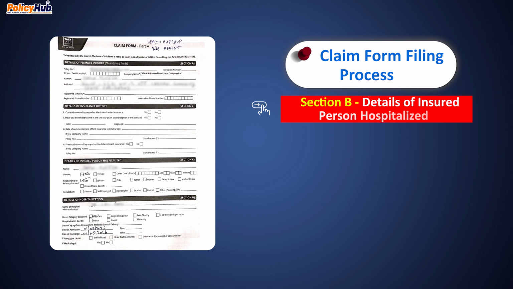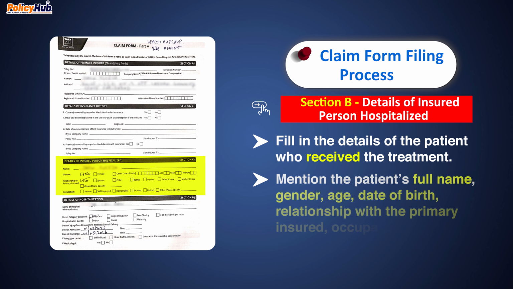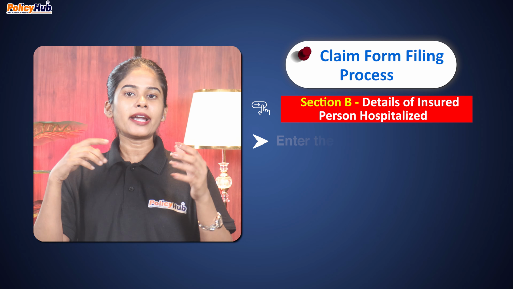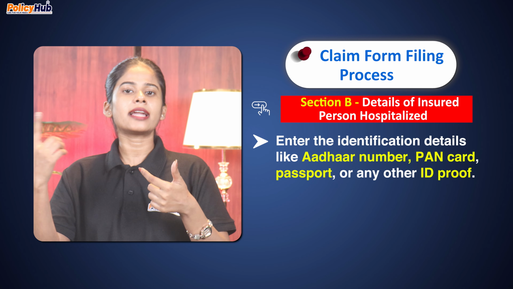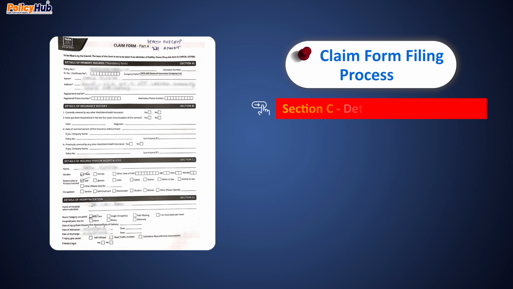Next is Section B, which contains details of the insured person hospitalized. In this section, you need to fill in the details of the patient who received the treatment. Mention the patient's full name, gender, age, date of birth, relationship with the primary insured, occupation, and active contact number. If identification details like Aadhaar number, PAN number, passport, or any other ID proof are asked, make sure you enter the correct details carefully.